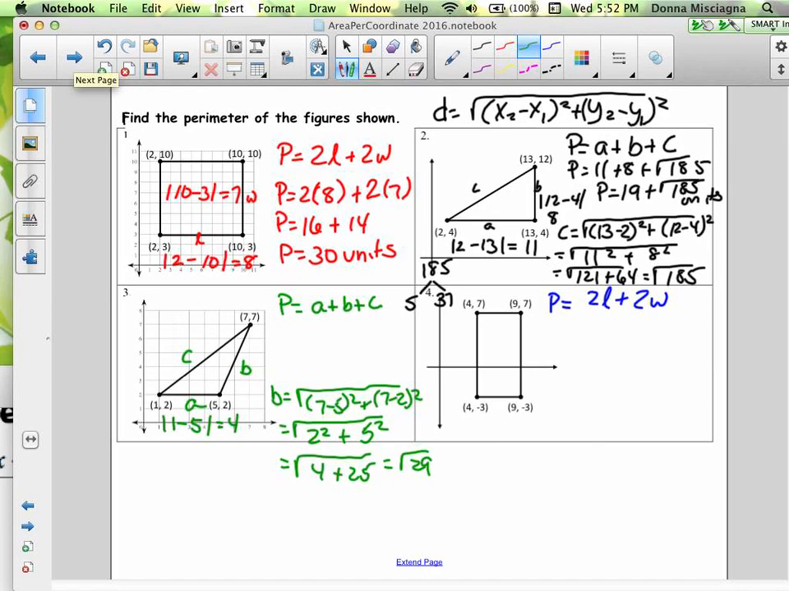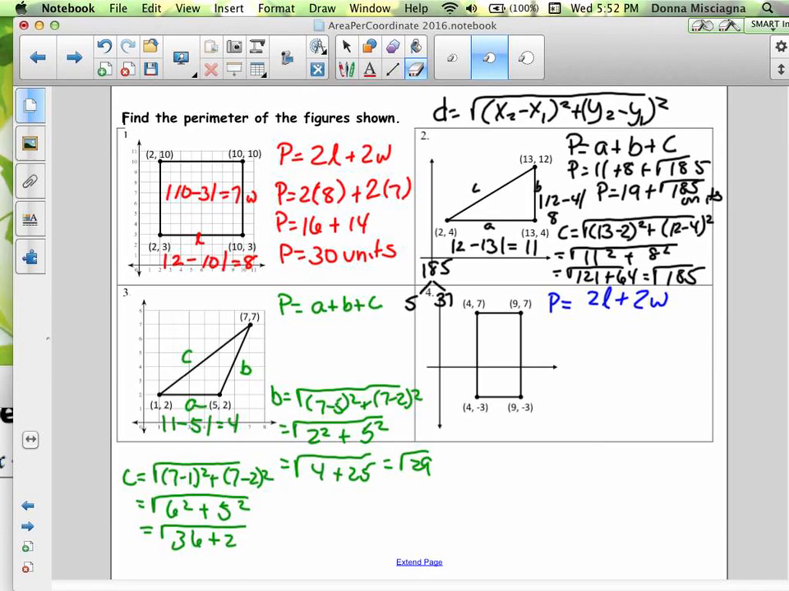All right, let's do the same thing for C. So we have the square root of 7 minus 1 squared plus 7 minus 2 squared, which gives us 6 squared plus 5 squared, which is 36 plus 25, which is the square root of 61. Okay, also a prime number.